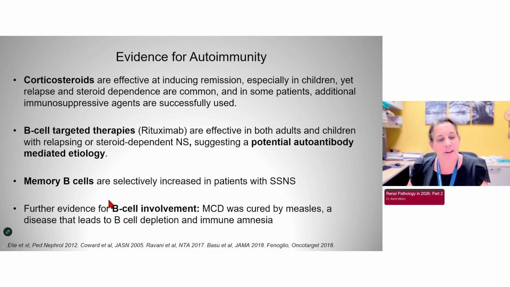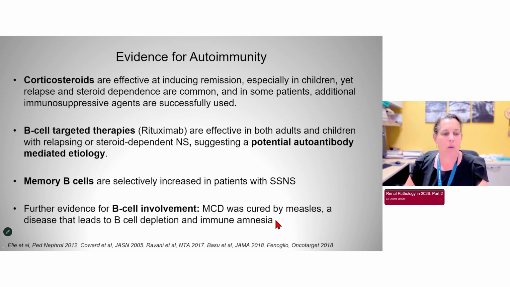And then further evidence for B-cell involvement came from historical cases of minimal change disease or nephrotic syndrome, where kids were hospitalized for nephrotic syndrome, and then measles epidemics would rage through the hospital wards, and they would be miraculously cured. And why? Because as it turns out, the measles virus affects B cells, right? It will cause B cell depletion and immune amnesia, and will eliminate those cells and the production of potential antibodies that cause nephrotic syndrome. So you can read this up in old papers from the 1920s, 30s and 40s. It's really quite interesting to read these case reports.